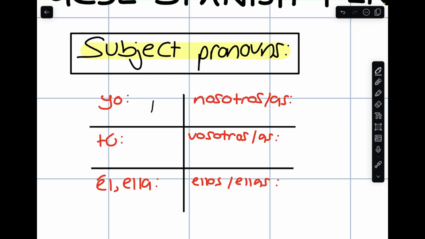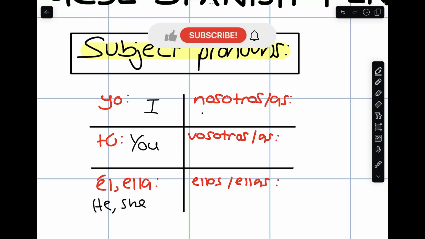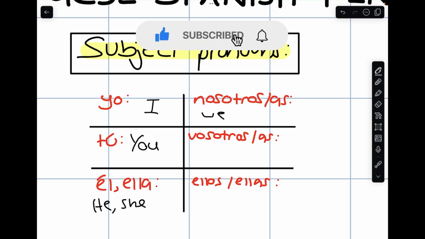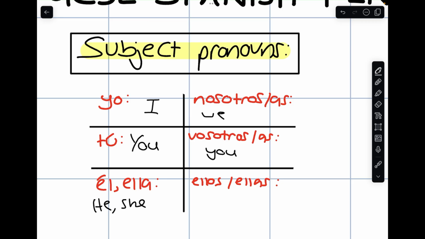So we have yo, which means I, tú, which means you, él, ella, which means he or she, nosotros, nosotras, which is we, vosotros, vosotras, which is you, and ellos, ellas, which is they. Now, something to note here is we have 2 forms of nosotros. We have nosotros and nosotras, and it's the same with vosotros. We have vosotros and vosotras. Nosotros and vosotros are the masculine forms, whereas nosotras and vosotras are the feminine forms.